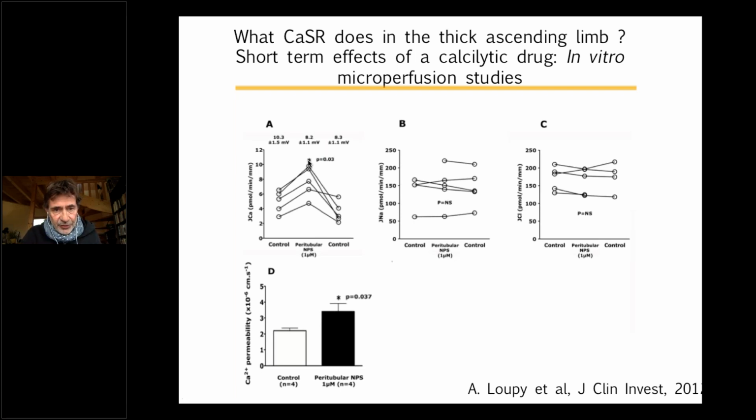So when the calcium sensing receptor is inhibited, more calcium is reabsorbed, but there is no difference in sodium and chloride reabsorption. It does almost nothing on transepithelial voltage, but it does something on the paracellular pathway permeability. So the calcium sensing receptor decreases the paracellular pathway permeability, and antagonists of the calcium sensing receptor increase the permeability, as expected.